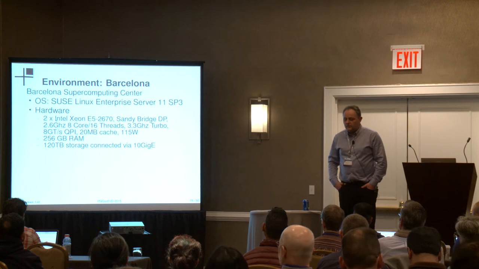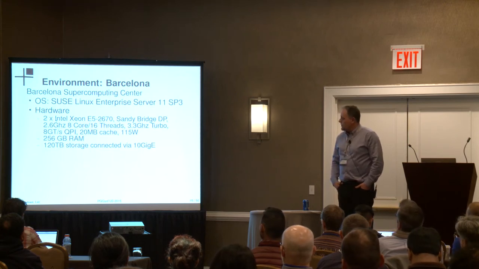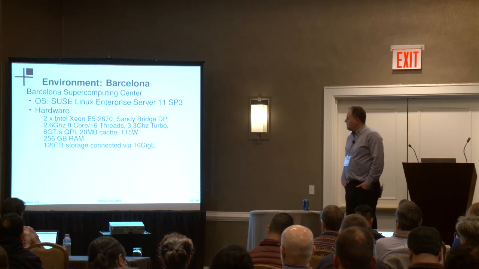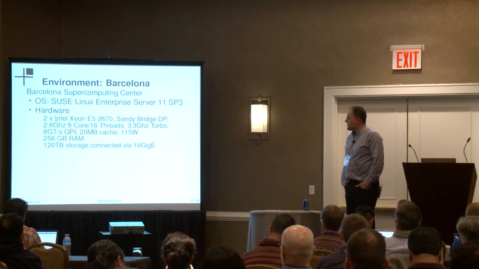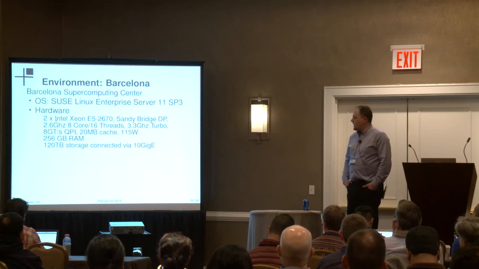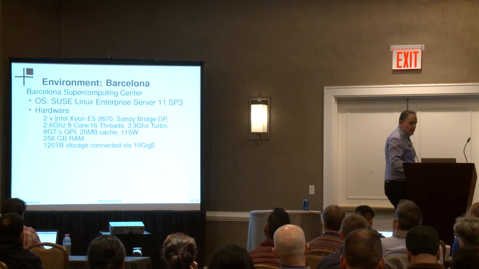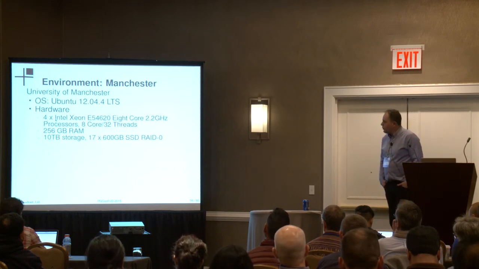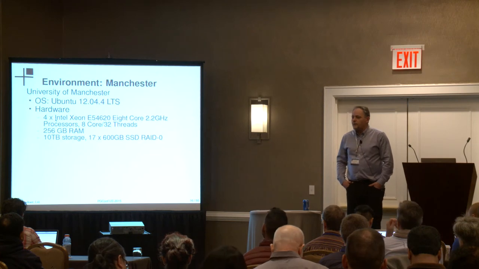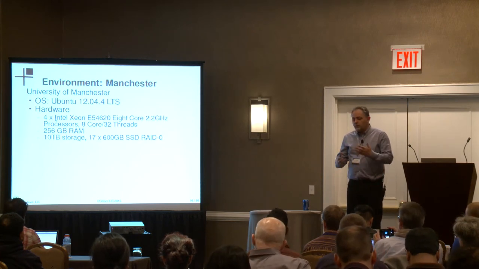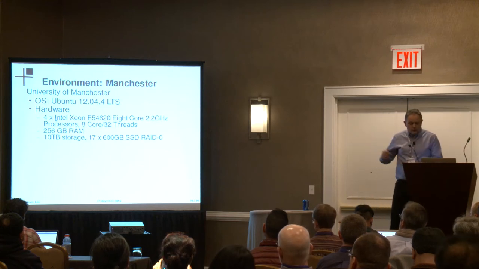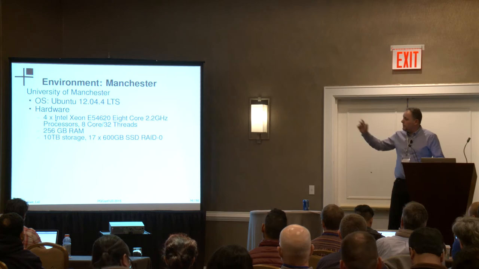So we've done some tests on a couple of different systems. We've got two different systems under test. The first one is at Barcelona Supercomputer Center. The characteristics of this system is that it's got a very large storage array, quite well connected, so it's a storage intensive system. And then the second one has got a much smaller storage array, but it's got a bigger RAM and faster CPUs. So we were able to compare and contrast the two different types of hardware for these tests. Obviously, there's a size limit on what we could do on the Manchester machine.